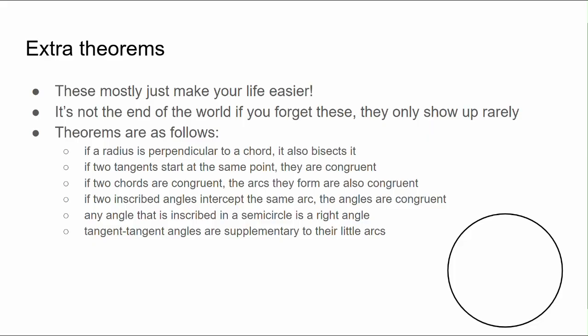Tangent and tangent angles are supplementary to the little arcs. Technically, they're minor arcs, but here are your two tangents. This angle here, let's say it was like 45. Then this little arc here would be 135 because it's supplementary. That's a good one to know.